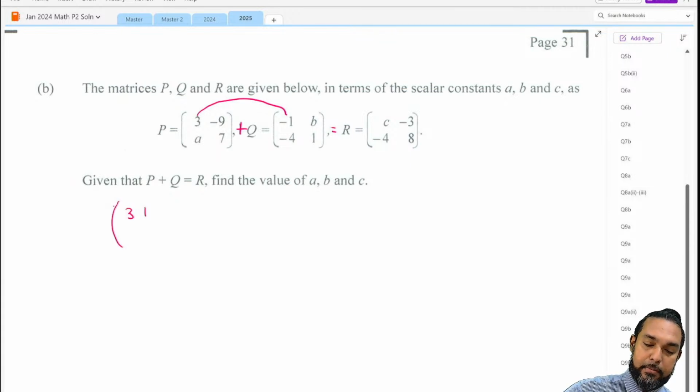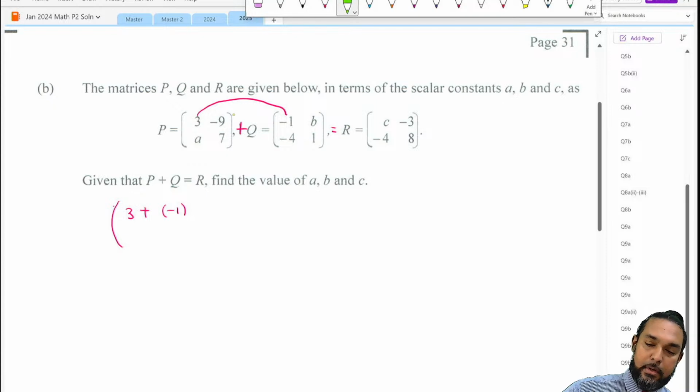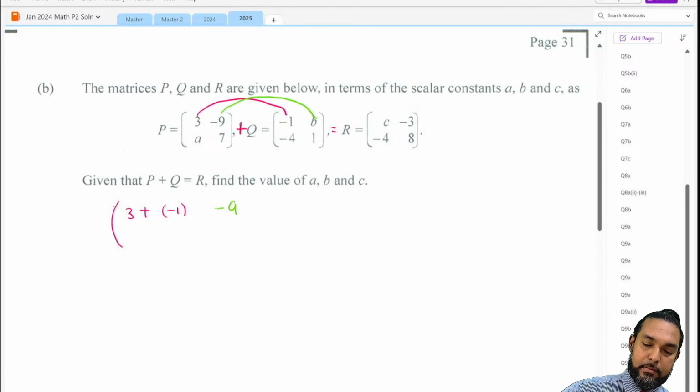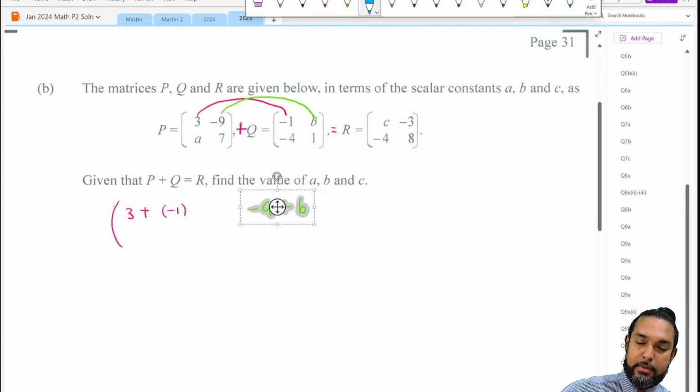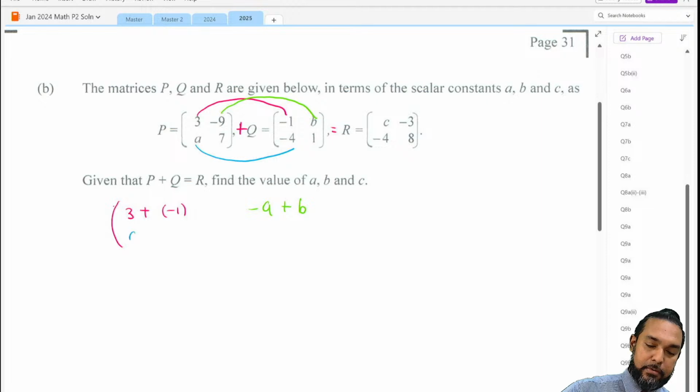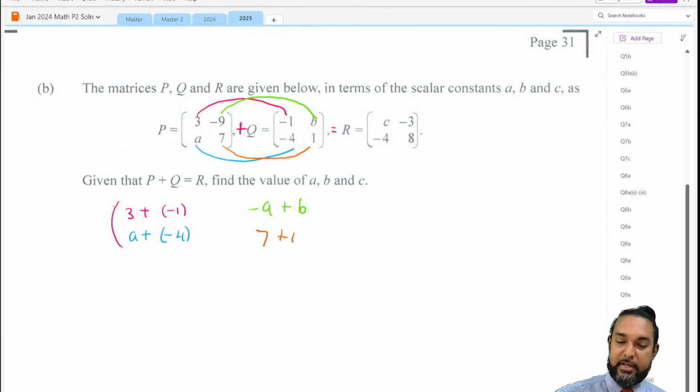So you'll have 3 plus minus 1, minus 9 plus b, a plus minus 4, which just becomes a minus 4, and 7 plus 1. Now I'll use that to explain: 7 plus 1, so the corresponding element there would be 8. And we could agree 7 plus 1 is definitely equal to 8, not so?